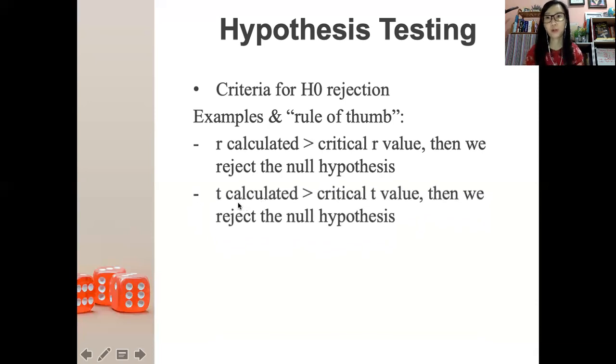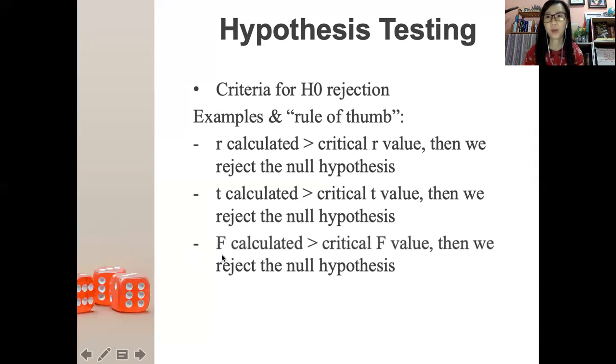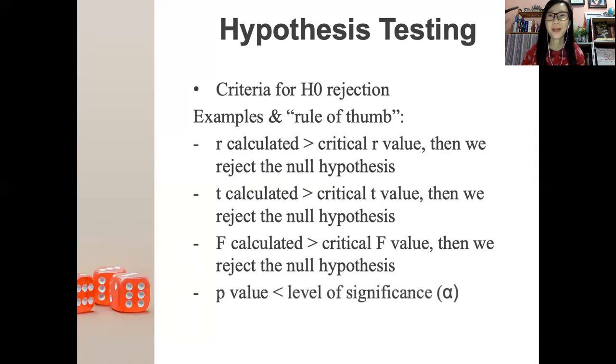The same goes for the t-test. When we use a t-test, we calculate the t value, and our t value should be bigger than the critical t value, or the t table. Then we can reject the nil hypothesis. Also, when we use ANOVA, analysis of variance, or the F-test, the F value that we calculated should be bigger than the critical F value, then we reject the nil hypothesis. Our p-value, remember from the previous slide, the probability value, should be smaller than the level of significance, smaller than 0.1 or 0.05 or 0.01.